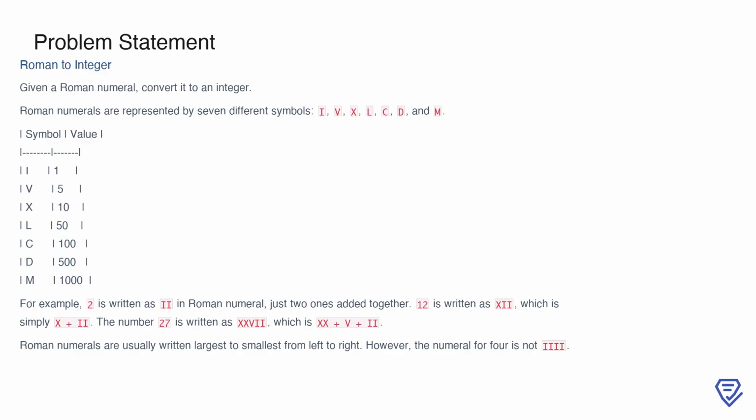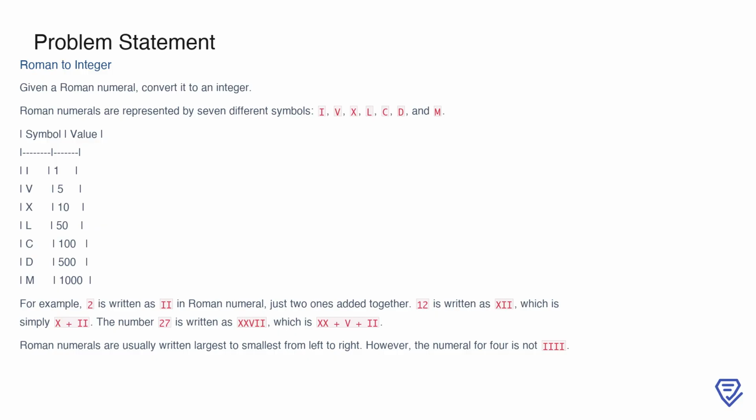For example, the number 2 is written as II, which is simply 1 plus 1. Similarly, 12 is written as XII, which is 10 plus 1 plus 1. For 27, the representation is XXVII, which is 10 plus 10, plus 5, plus 1, plus 1.